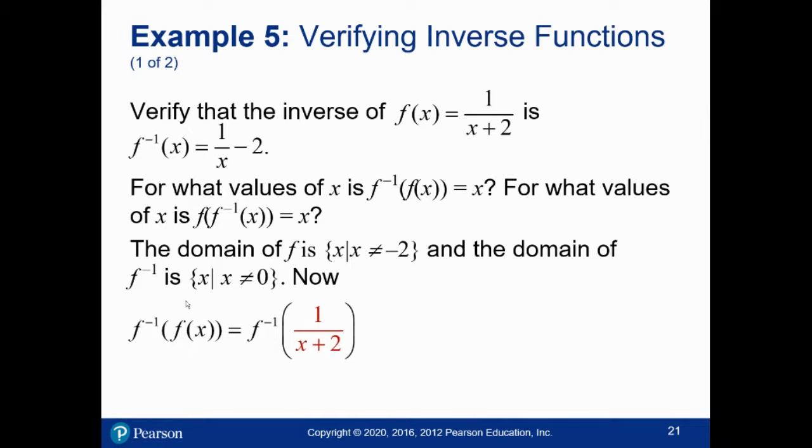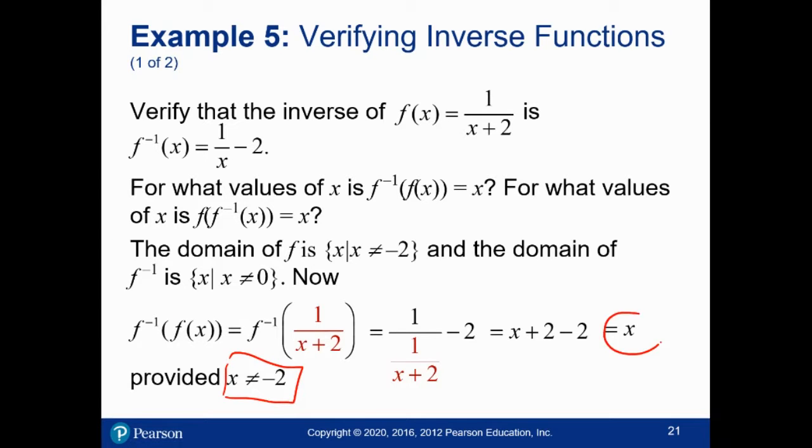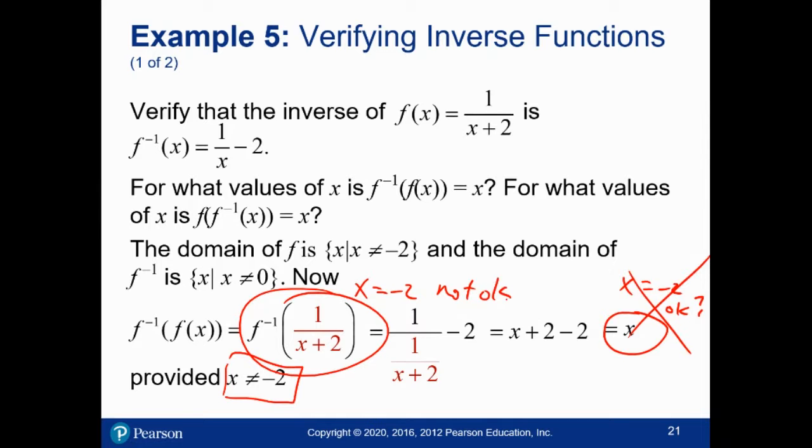Now, if you do this composition, you take f of x and plug it into f inverse, we have 1 over 1 over x plus 2, which just means x plus 2, and then the 2's cancel and you just get x. But it's on the condition that x wasn't -2. Over here, it looks like x equals -2 looks okay. No, because back here, x equals -2 was not okay, because it wasn't in the domain of f. As long as x isn't -2, this all works out. But for x equals -2, that's not in the domain of f, nothing happens.